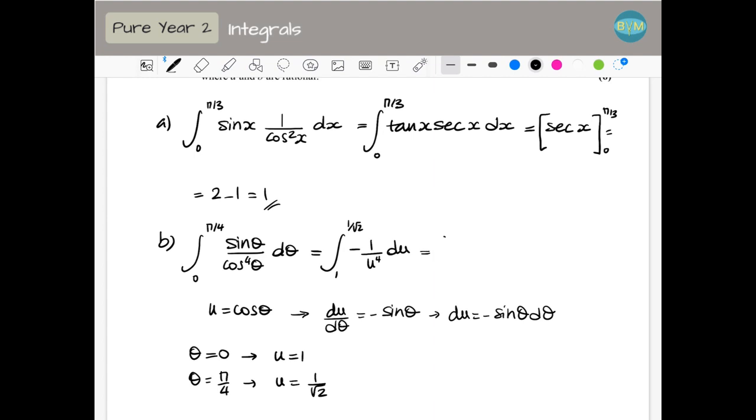I integrate, and this is like u to the power of minus 4, so I increase the power by 1: u to the power of minus 3 divided by minus 3, but I have this minus here, so the two minuses are gone, and I'm just going to write 1 over 3u cubed, between 1 and 1 over root 2. I substitute just with the calculator. It's easy and quick, and you have minus 1/3 plus 2/3 root 2.